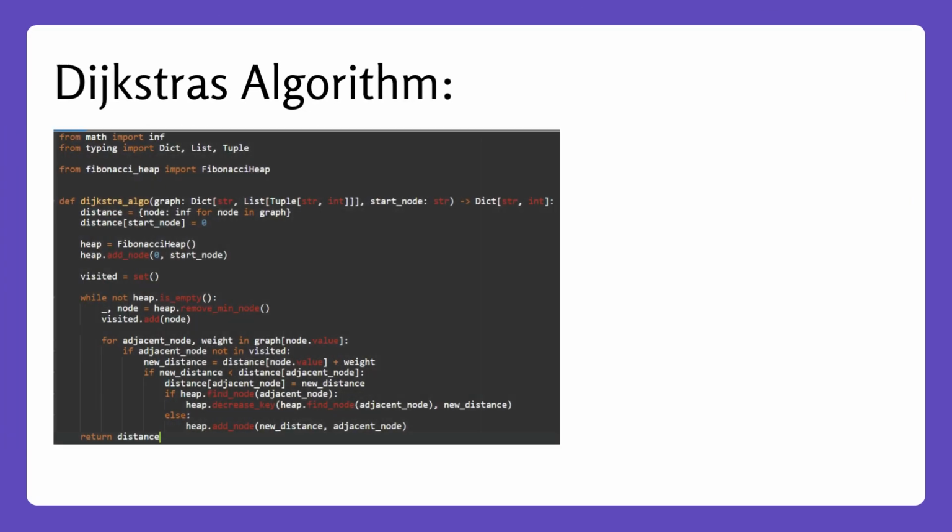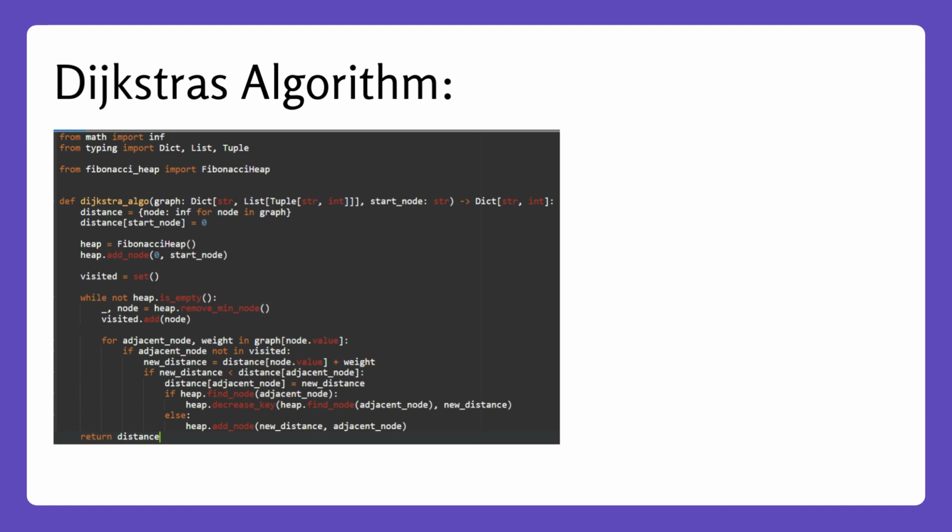The core of Dijkstra's algorithm, that is, how to implement Dijkstra's algorithm with a Fibonacci heap, as you can see, it implements it using the Fibonacci heap. What you have to do is first represent the graph as an adjacency list or matrix. Then you would initialize the distance of the starting node to 0 and the distance of all other nodes to infinity, and you would also initialize the Fibonacci heap at the start.